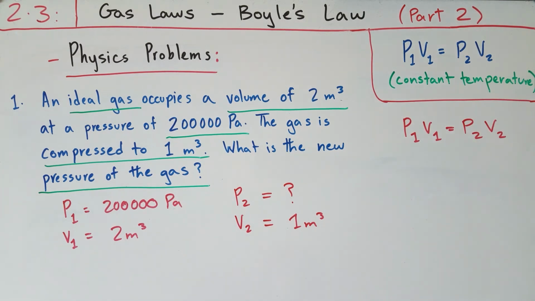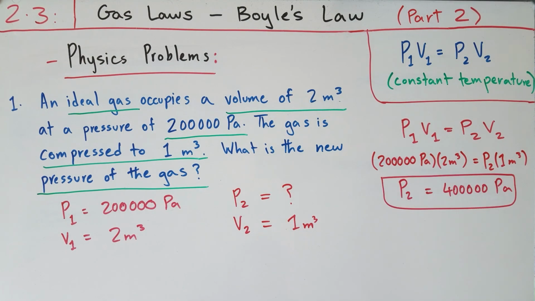We would get that 200,000 Pascal times 2 cubic meters equals the second pressure, the pressure after the compression occurs, times the volume after the compression, which is 1 cubic meter. We can divide each side of this equation by 1 cubic meter to get rid of it. And we should get that the second pressure, or the pressure after the compression, is equal to 400,000 Pascal.